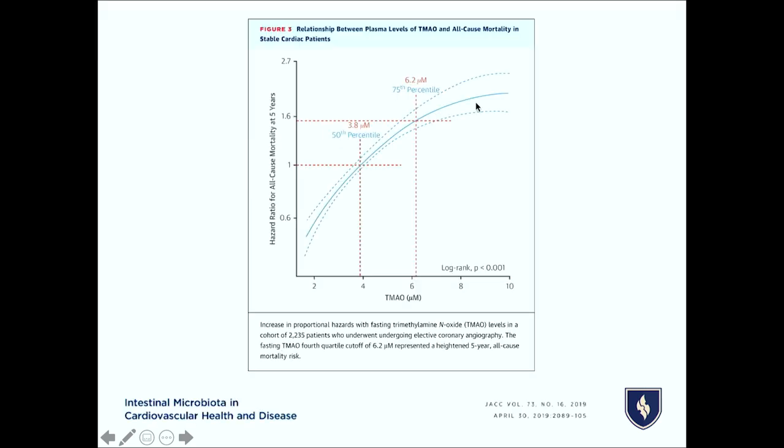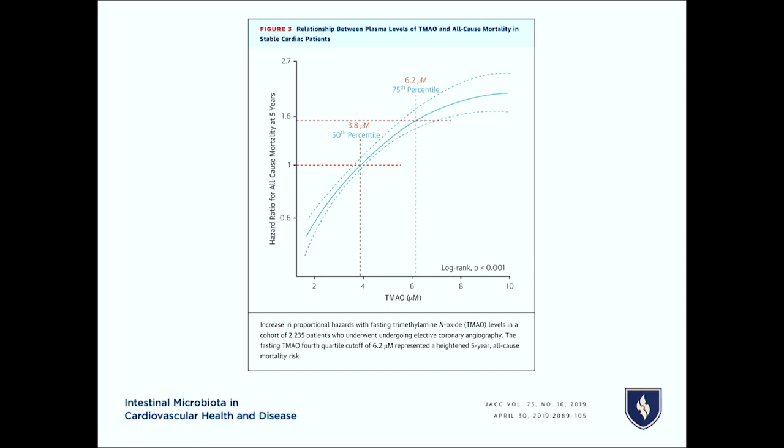And then when you look at studies like this one, where they looked at the relationship between plasma levels of TMAO and all-cause mortality in stable cardiac patients, you can see the higher their TMAO levels were, the higher their mortality, the higher the risk of death, and this links to all-cause mortality. So, you know, TMAO levels are, again, something that we definitely want to keep down.